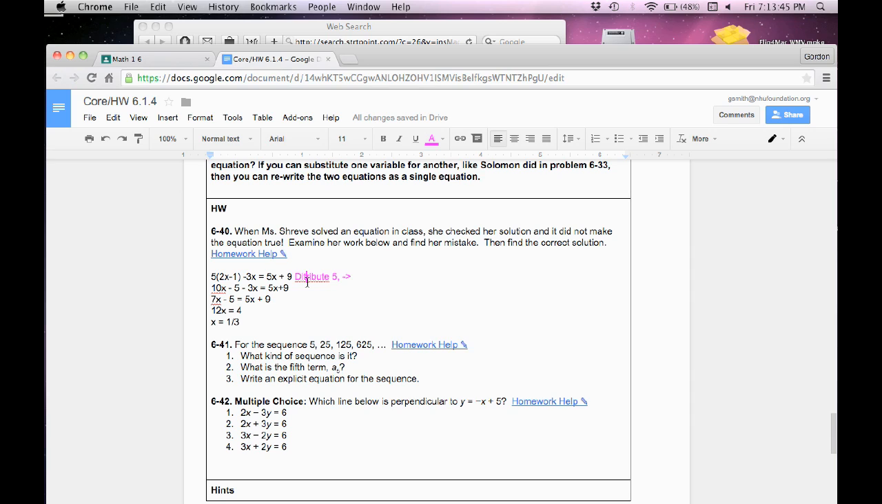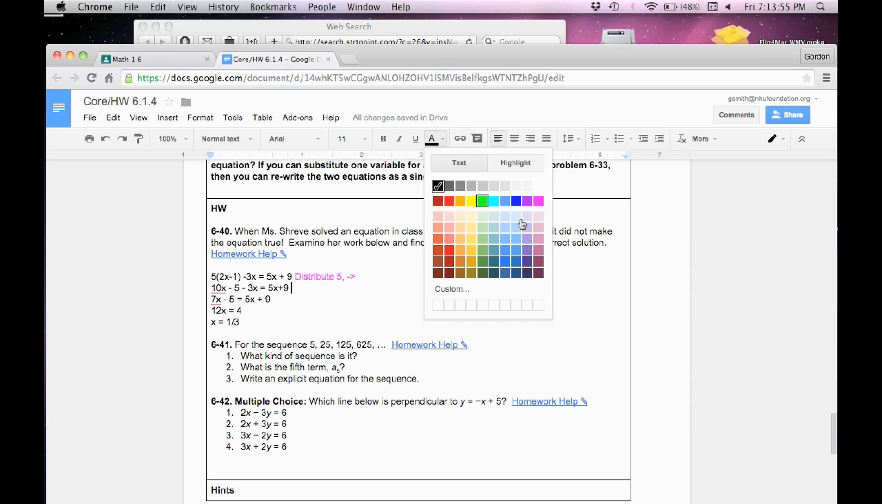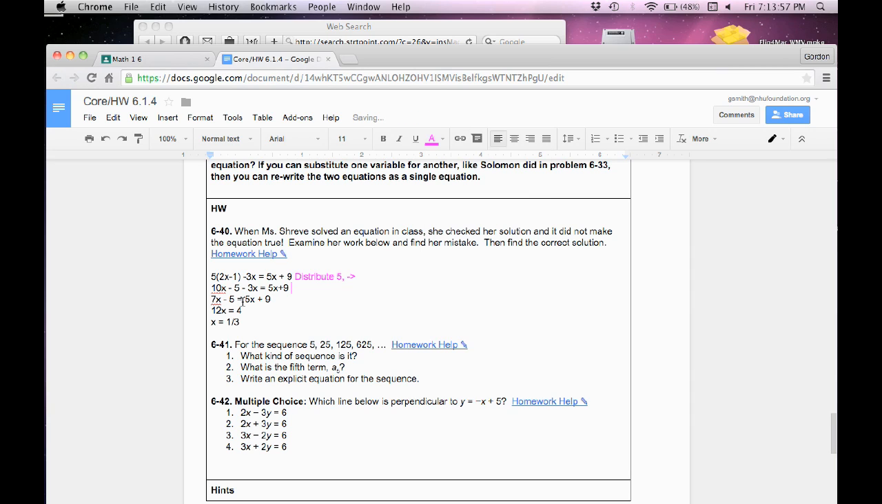She distributed the 5. Next, she combined like terms between the 10x and the minus 3, so we'll go with that. And 10x minus 3x is 7x, so that worked fine. So we'll just say that she combined like terms, and that got this, and that's all legit too.